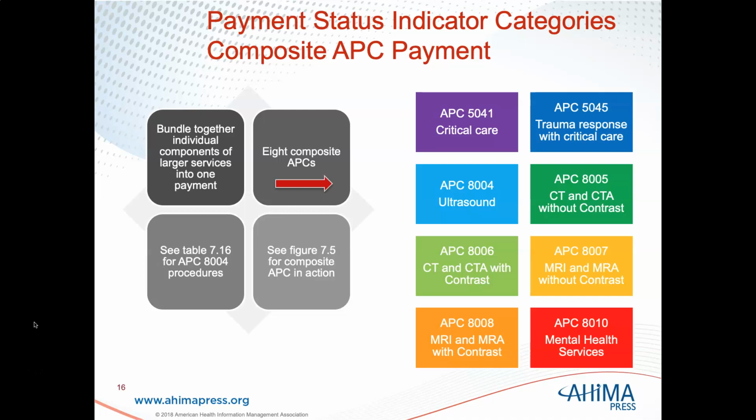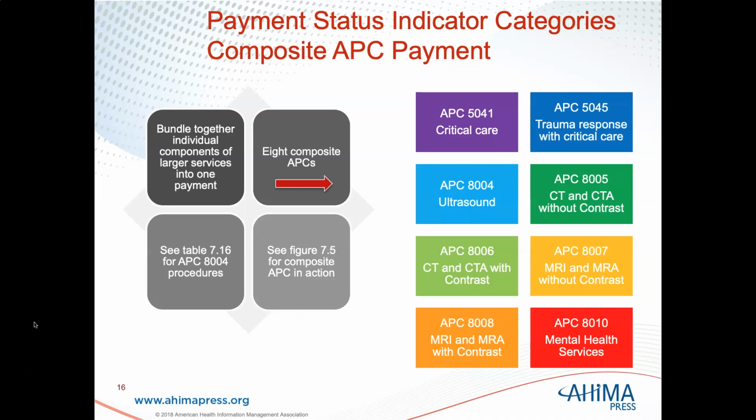7.16 for APC 8004 procedures, and those are ultrasound exam of the abdomen complete, ultrasound exam of the abdomen limited, ultrasound retroperitoneal complete, ultrasound transplant of kidney with Doppler, saline infusion, sonohysterography, ultrasound exam of the pelvis complete, and ultrasound exam of the pelvis limited.